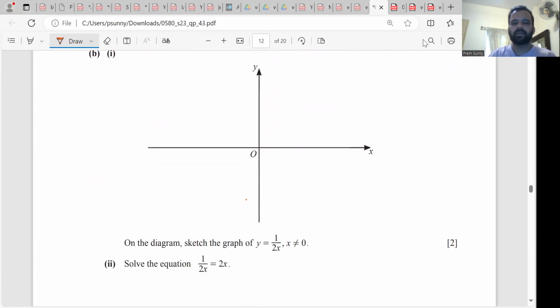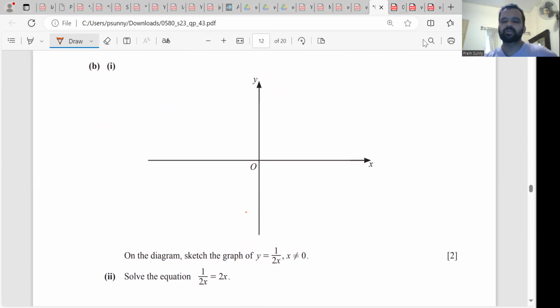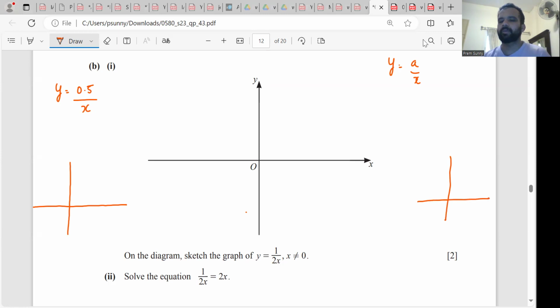Moving on to the next one. On the diagram, sketch the graph of y is equals to 1 by 2x. So y is equals to 1 by 2x means y is equals to 0.5 by x, I can write it this way as well. We know this is a reciprocal function. A reciprocal graph, if we write it as y is equals to a by x, if a is a positive number, then the graph will be in the first quadrant and the third quadrant. The shape of a reciprocal graph will be something like this.